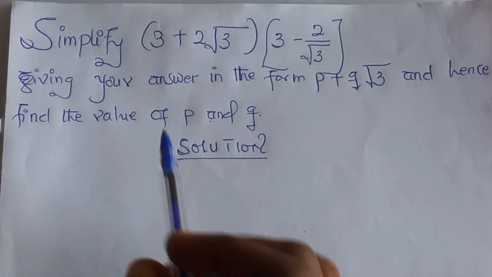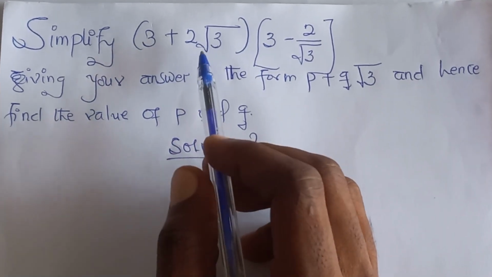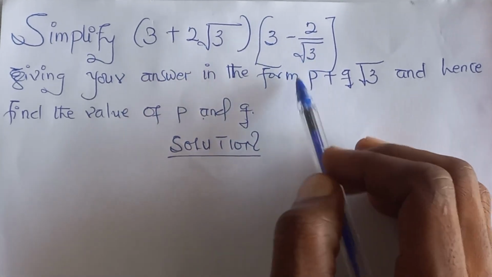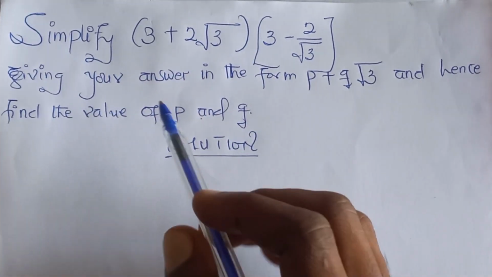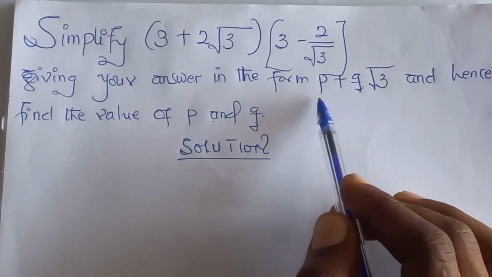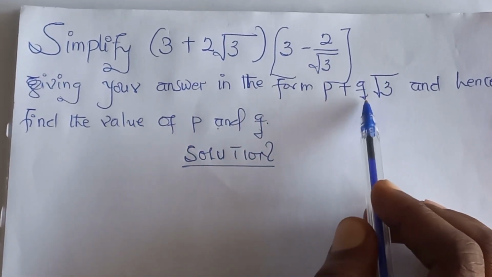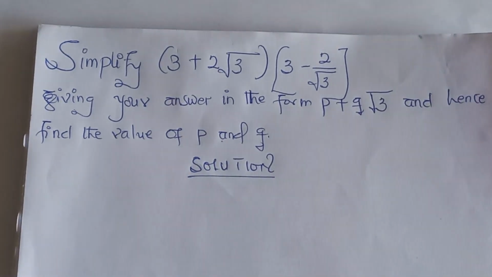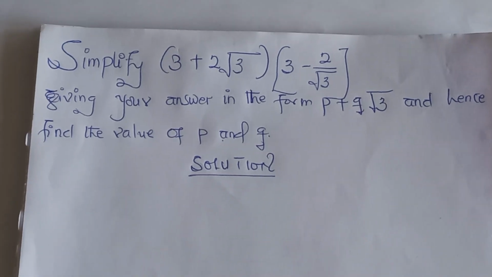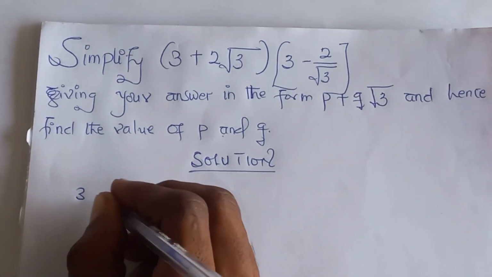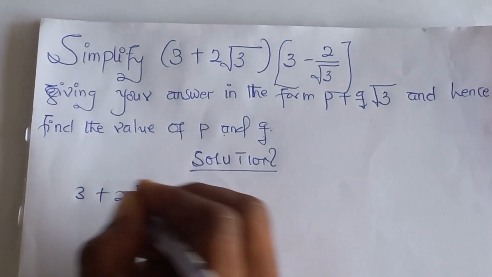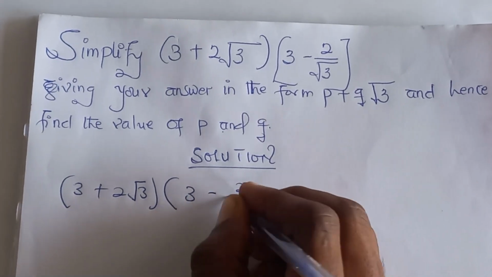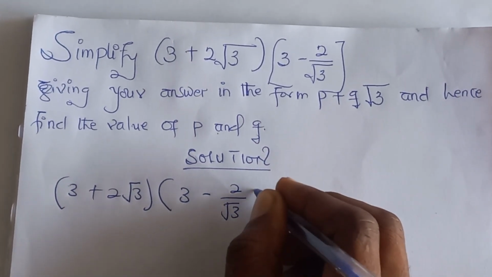So today we are going to simplify (3 + 2√3)(3 − 2√3). We should leave our answer in the form p + q√3, and hence we should find the value of p and q. Good. So we have 3 plus 2√3 multiplying by 3 minus 2√3, like this.